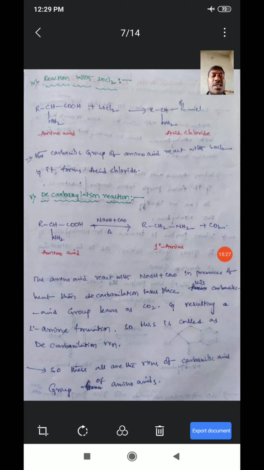RCH NH2 COOH reacting with SOCl2 forms the acid chloride RCH NH2 C double bond O Cl.